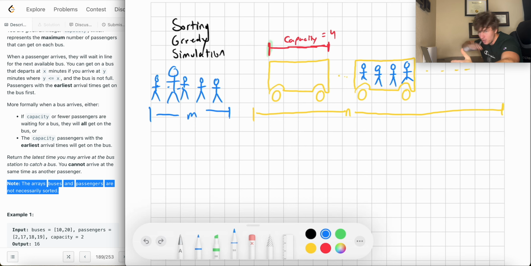When does this bus come? When does this passenger come? Will the passenger meet the bus? Will they not meet the bus? Who comes after that passenger? Because that will be the next person in line, right? So it makes a lot of sense that this system needs to be sorted in order to process it.